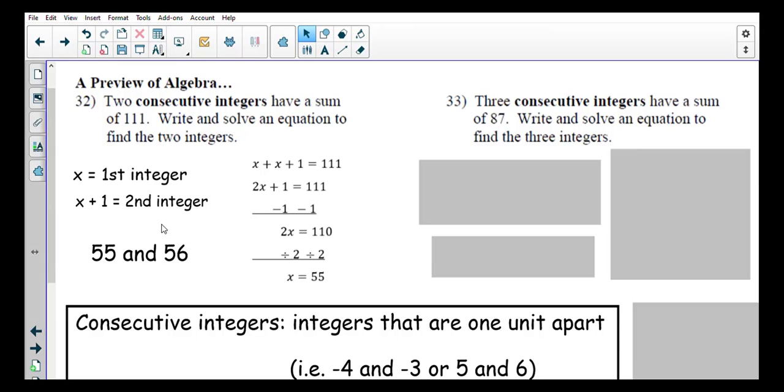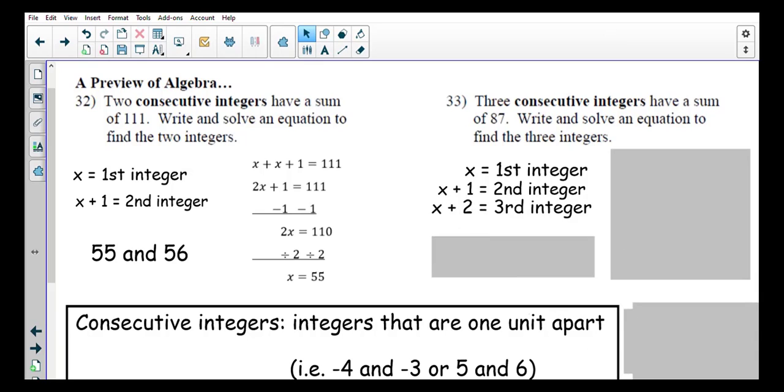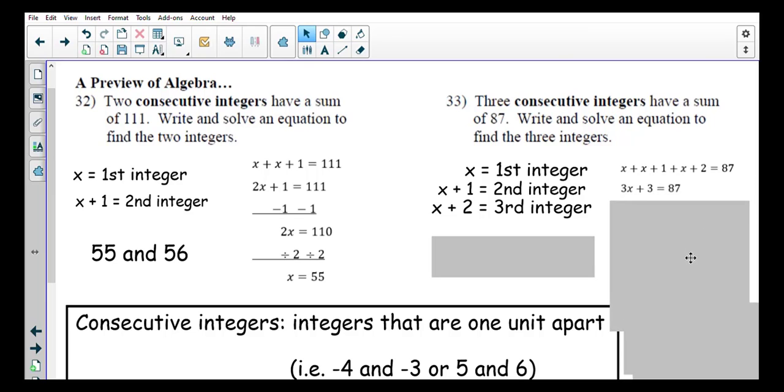So let's try number 33. This one says three consecutive integers have a sum of 87. Write and solve an equation to find the three integers. So x could represent the first integer, which means x plus 1 would be the second integer, and x plus 2 is the third integer, because I need to be 2 more than my original number. So my equation will be x plus 1 plus x plus 2 equals 87. We have a total of 3 x's plus 3 for our constants. 1 plus 2 is 3, equals 87.